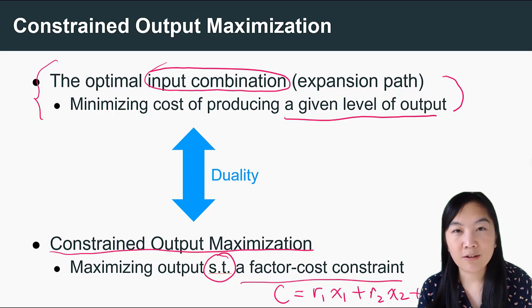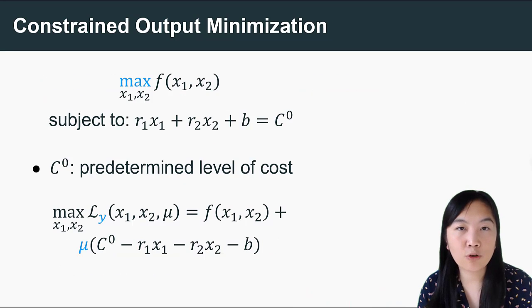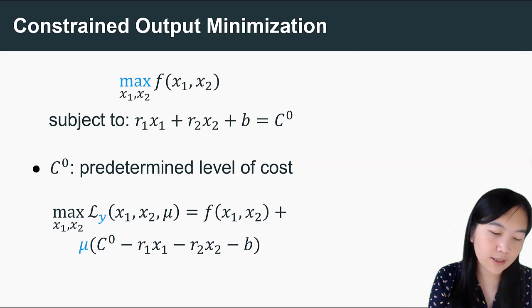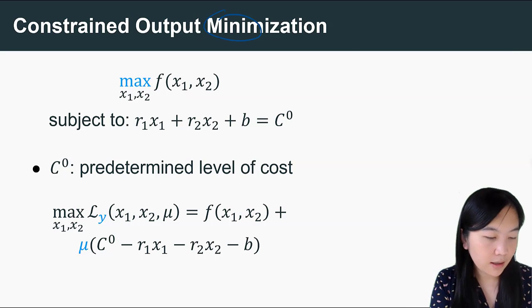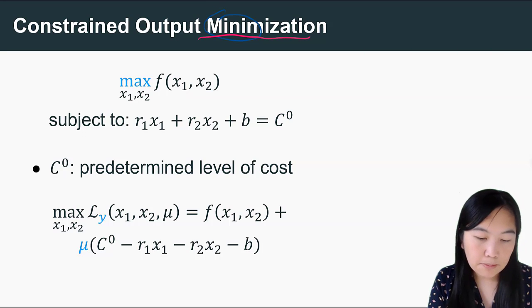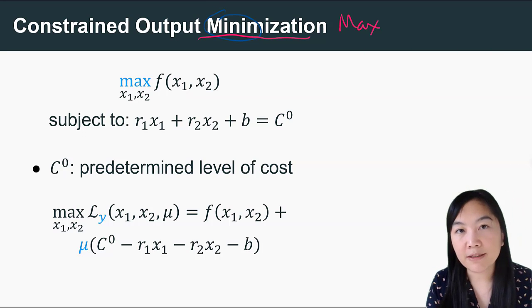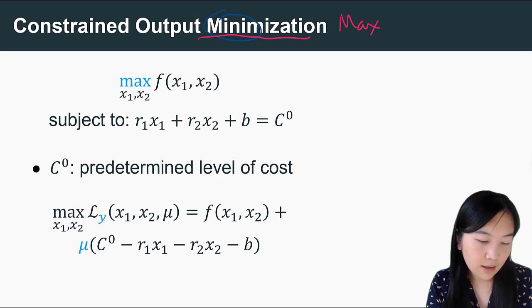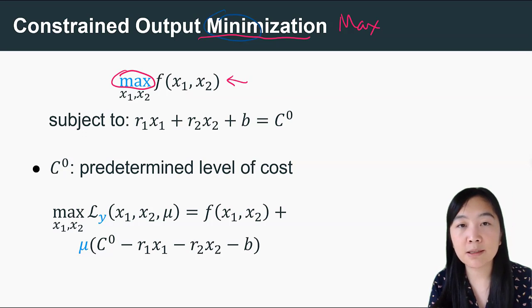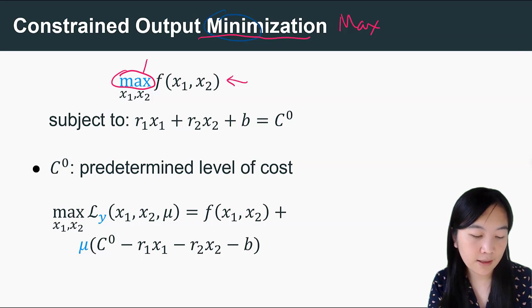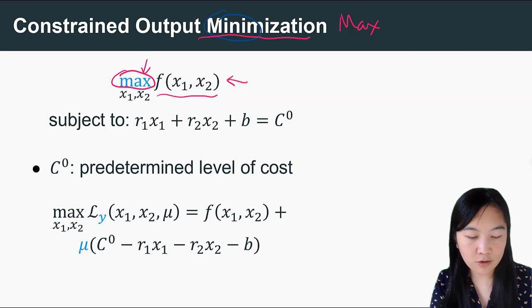So let's find out why the solutions are the same. First, let me formulate this output maximization problem. Sorry, there's a typo here. It should be output maximization instead of minimization. So if you formulate the problem here, it should be a max. Remember, in the cost minimization problem, it's a MIN, and for the maximization problem, it's your MAX. So you're maximizing your output level.